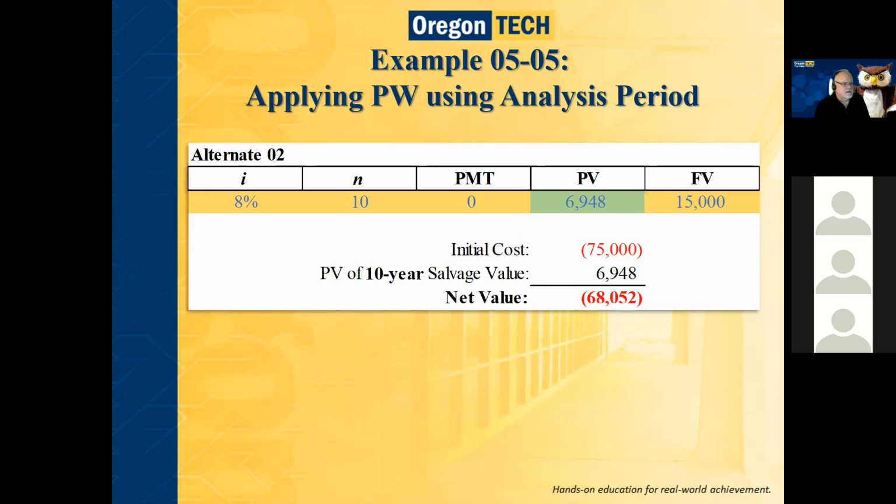So you have a future value of $15,000 because they told you that's what it's worth at the end of 10 years. The present value of that $15,000 10 years from now is $69.48. You paid $75,000. So that costs you $68.52.